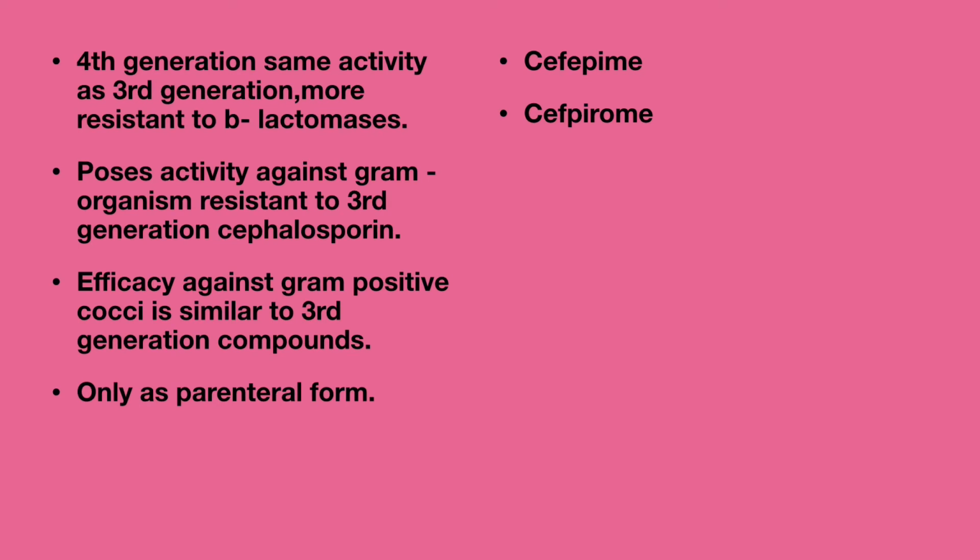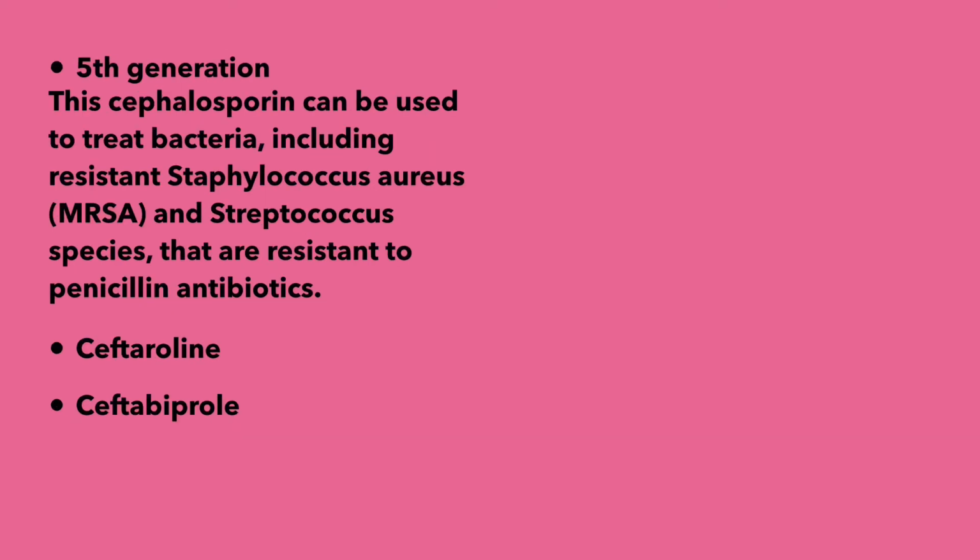Fourth generation has the same activity as the third generation, more resistant to beta-lactamases, and possesses activity against gram-negative organisms resistant to third generation cephalosporins. Efficacy against gram-positive cocci is similar to third generation compounds, only in parenteral form, which is cefepime and cefpirome. The fifth generation can be used to treat bacteria including resistant Staphylococcus aureus and Streptococcus species that are resistant to penicillin antibiotics. They include ceftaroline and ceftobiprole.